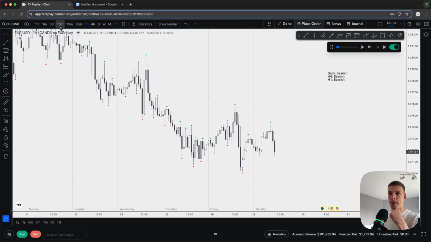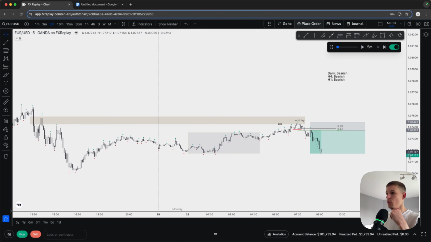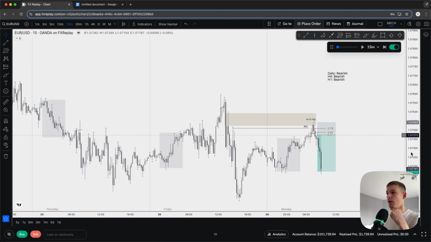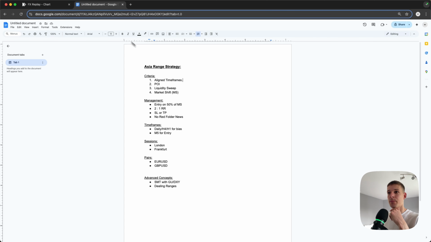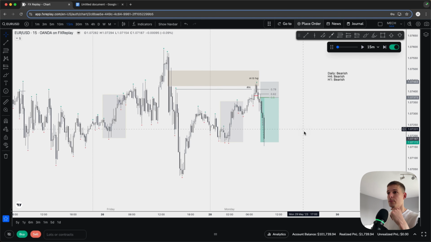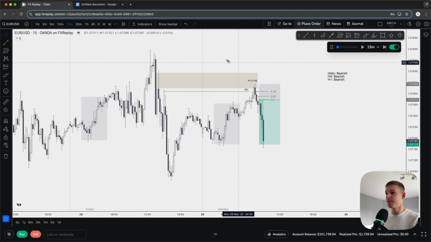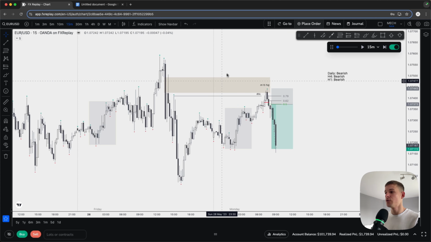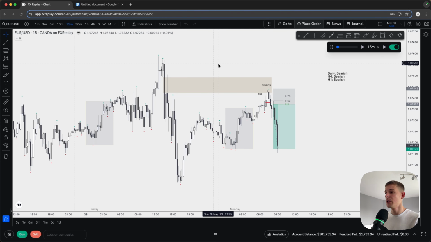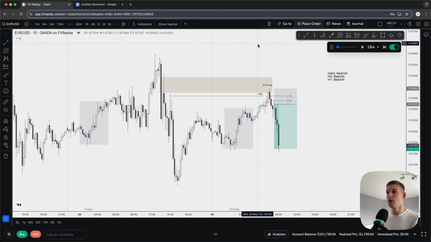So that's great. So what do we look for? We look for now our two key POIs and a liquidity sweep. On the M15 here, I like to frame my trades on the M15, and I like to look for the POIs on the M15 as well.